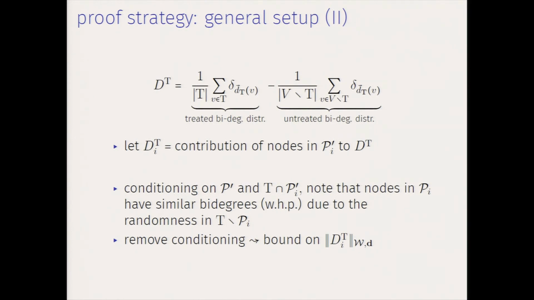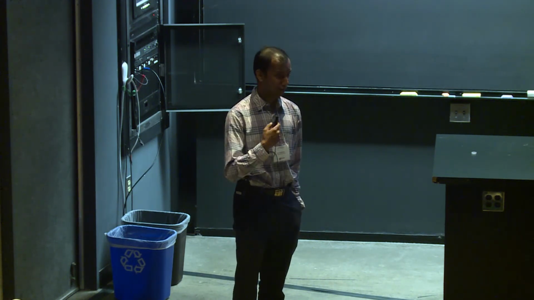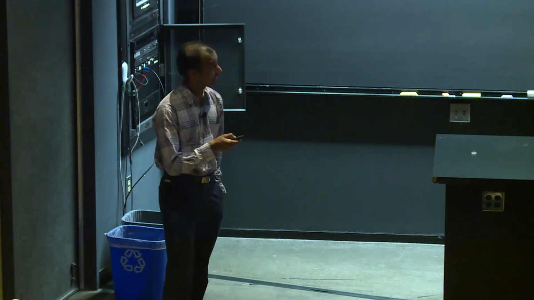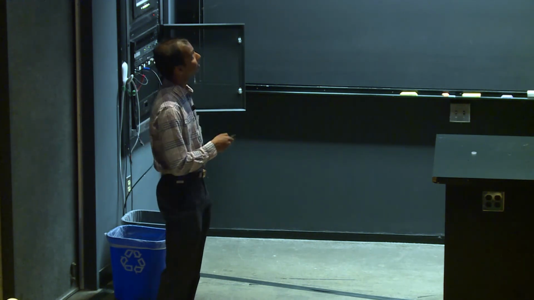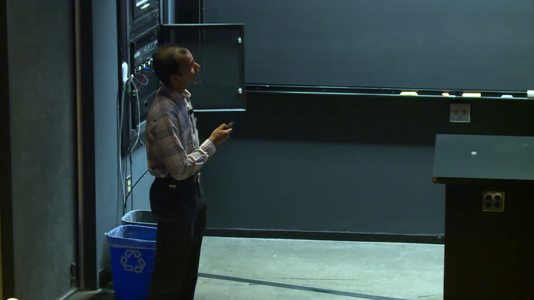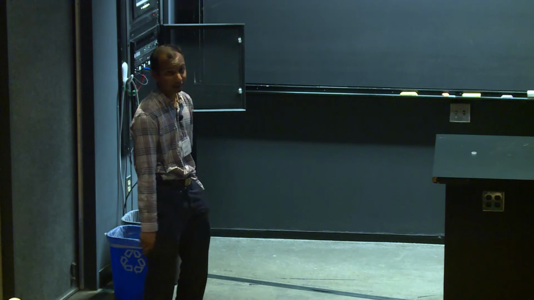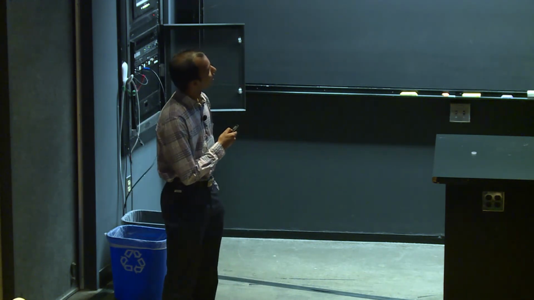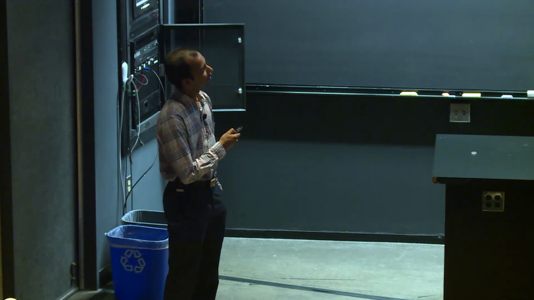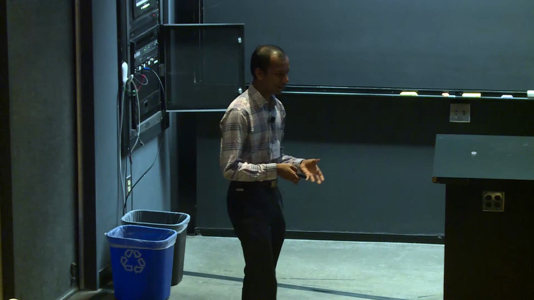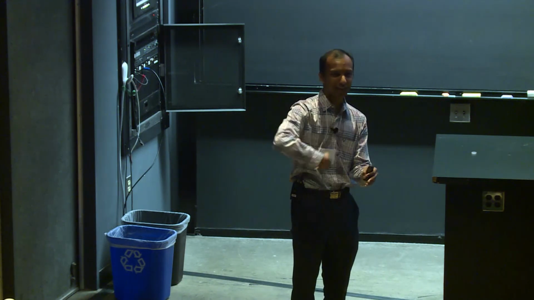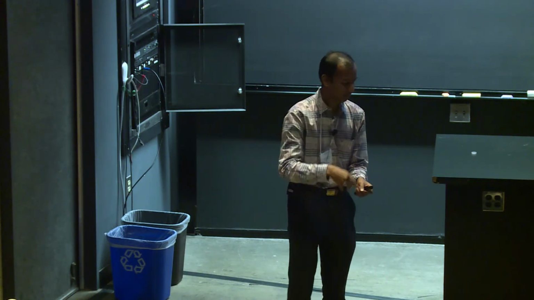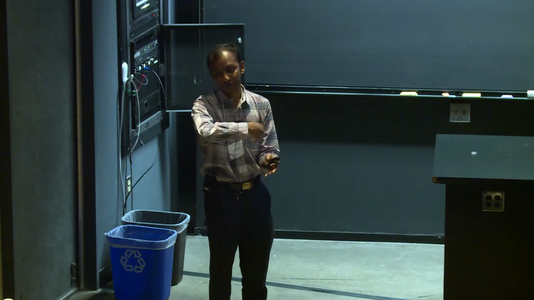So I earlier only defined this net bi-degree distribution in the case in which the target treatment fraction was 1/2. But you can also define it for general target treatment fraction. So this is exactly the same definition. You take the difference between the bi-degree distribution of treated vertices and the bi-degree distribution of untreated vertices. So that's d t. I'll let d i t be the contribution of nodes in the set P prime i to this net bi-degree distribution. And if we condition on both the partition P prime and the set of vertices in P prime i that are treated, then what's going on? We have R vertices. Some of them are treated, some of them are not treated. And what's going on outside is just essentially random. There's not too much dependence in the treatments of what's going on outside.